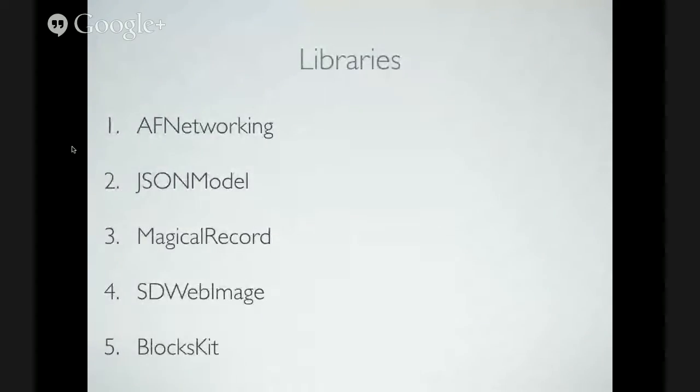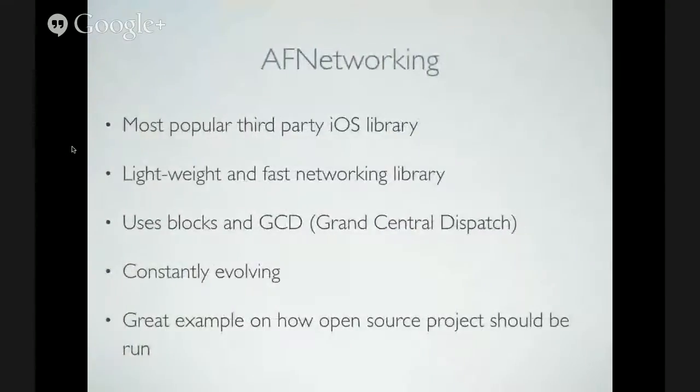Okay, these are the 5 libraries that I will talk about: AFNetworking, JSONModel, MagicalRecord, SDWebImage and BlocksKit. Let's start with AFNetworking. This is the most popular third-party code on GitHub. It has been favorited around 12,000 times. It has more than 200 contributors. It is a very fast networking library. It uses blocks and Grand Central Dispatch.